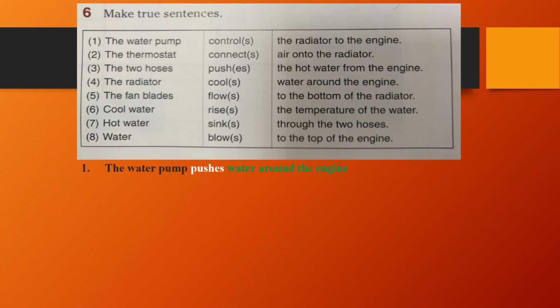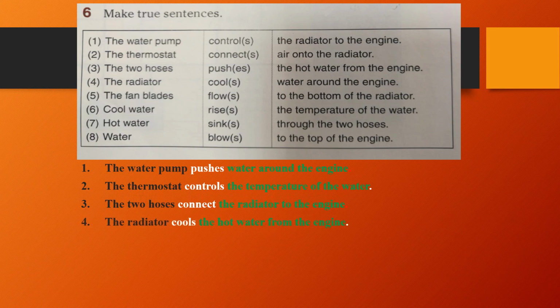Number 1, the water pump pushes water around the engine. Number 2, the thermostat controls the temperature of the water. Number 3, the 2 hoses connect the radiator to the engine. We noticed that in number 1 and 2, we added an S to the verb. We said pushes, ES. Here we added ES. Controls, but in number 3, we didn't add an S. This is because in number 1, we're talking about a pump, singular. Number 2, thermostat, singular. But in number 3, we're talking about hoses, which is plural.